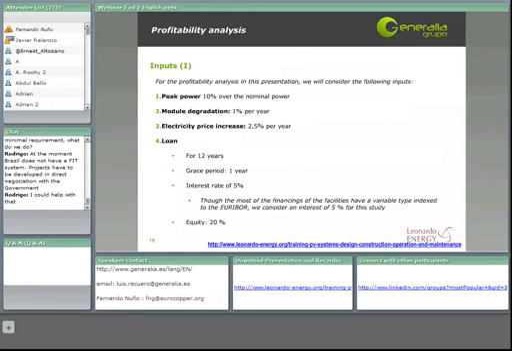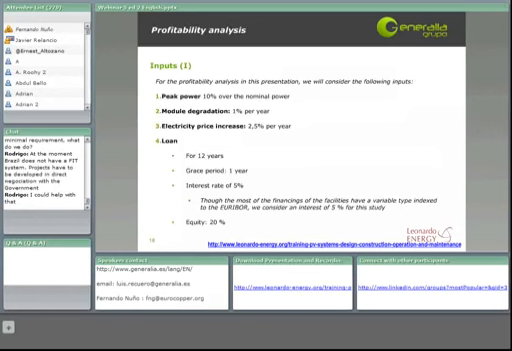For this profitability analysis, we have considered the inputs that you can find in this slide. So we have considered that the installed peak power will be 10% more than the nominal power that we have considered for the project. This is a typical thing to consider.